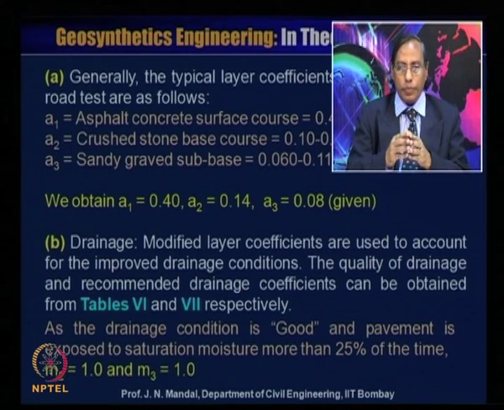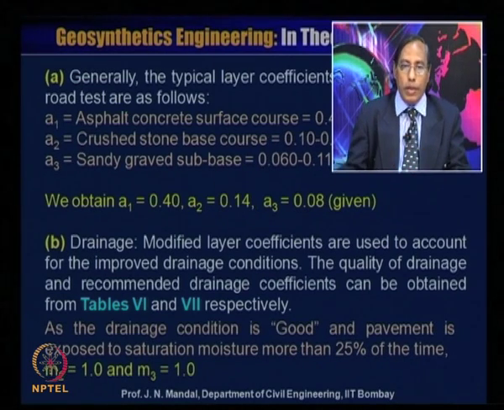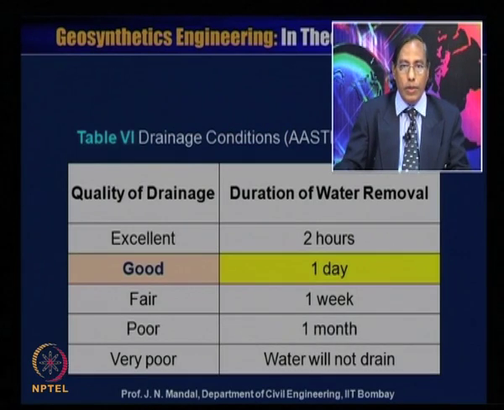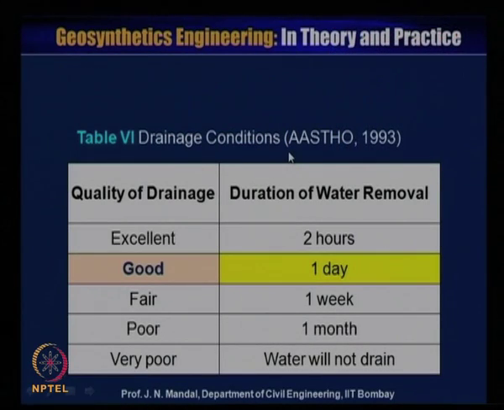Now, drainage. Modified layer coefficients are used to account for the improved drainage condition, which is very important. Most of the time we do not consider the drainage condition, but we should consider it. The quality of the drainage and the recommended drainage coefficient can be obtained from table 6 and 7 respectively. As the drainage condition is good and the pavement is exposed to saturation moisture more than 25% of the time, we can obtain the M2 value equal to 1.0 and M3 value equal to 1.0. So, this is the drainage condition as per AASHTO 1993.